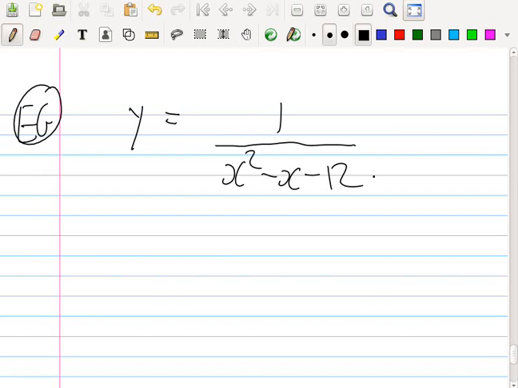Now, you have two choices here. You could examine it by trying to rewrite the quadratic as two factors, or you could examine it by trying to maybe complete the square. Let's first try factorizing. So what are the factors here? X minus 4.